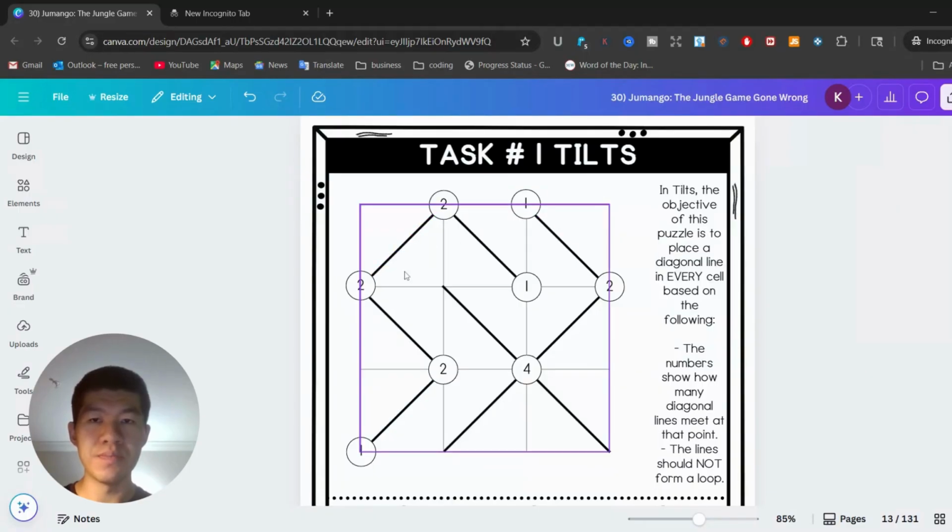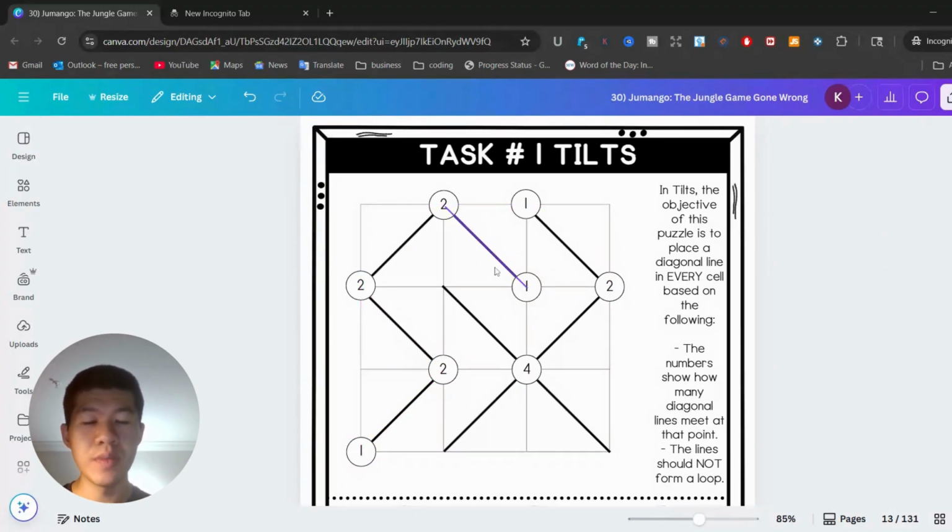They all fit the number here. So each diagonal line meets the criteria of these numbers here. So there's 2 diagonal lines here, 2 diagonal lines here, 1 diagonal line here, 1 diagonal line here, 2 diagonal lines right here, 4 diagonal lines right here, and 2 diagonal lines right here, 1 diagonal line right here.